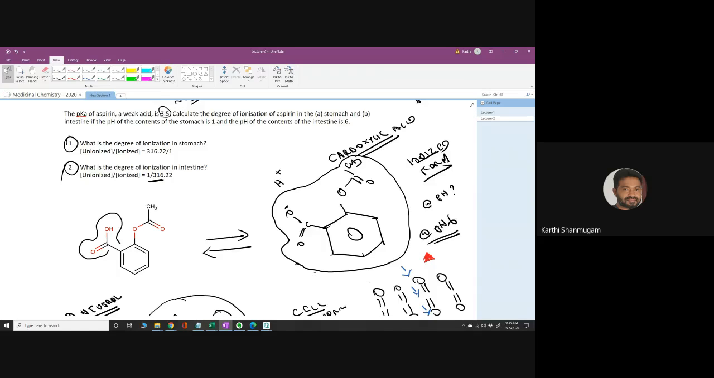The pH at the stomach favors the aspirin to be present in its unionized form, but the pH at the intestine is not favoring the aspirin to be present in its unionized form. So hence we can state that more and more aspirin molecules will get absorbed near the stomach, not through the intestine. Is it understandable? Yes, sir.